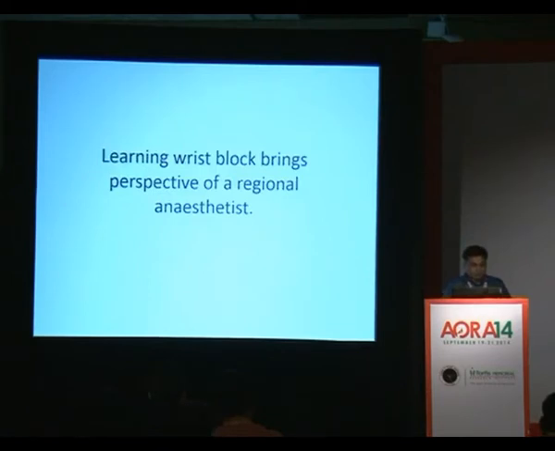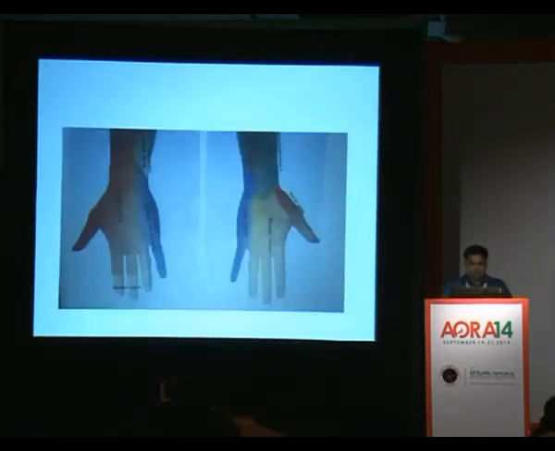Learning wrist block, we may or may not practice in our regular curriculum, but learning it will help us in understanding the anatomy and the distribution area of the radial nerve. So how it changed my perspective is, any time for any distal forearm surgery or wrist surgery, I would always look at X-ray of forearm, X-ray of wrist, where will be the incision. So I tend to correlate.